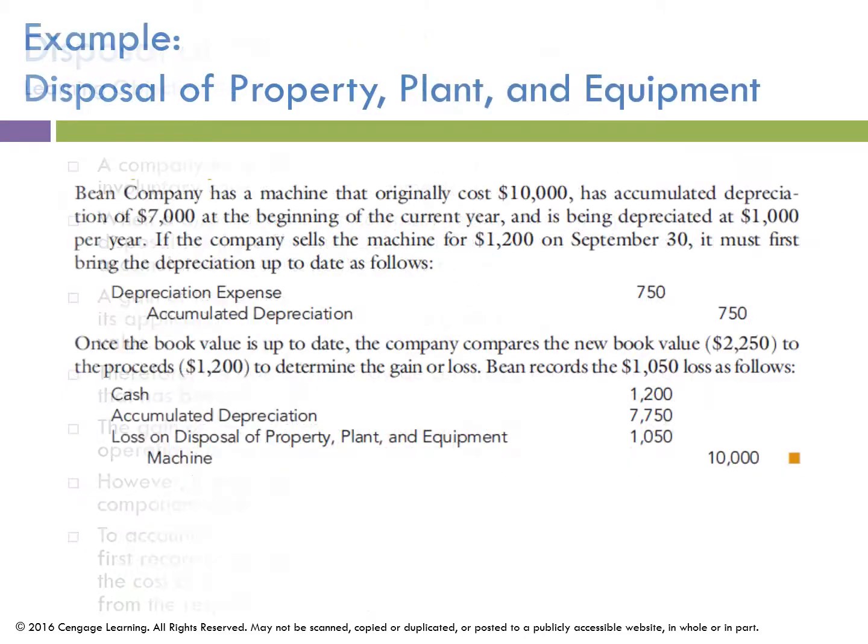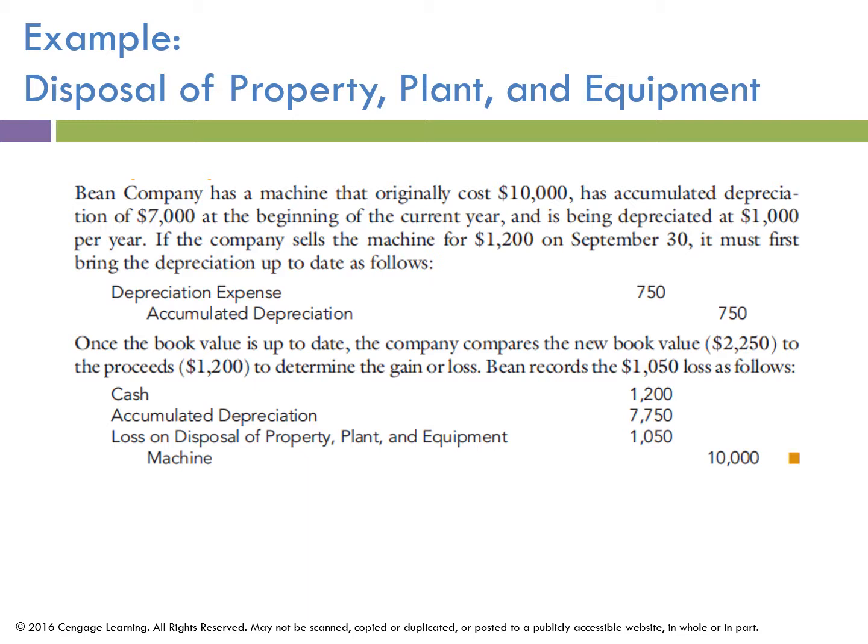asset. Take a look. Bean Company has a machine that originally cost $10,000, has accumulated depreciation of $7,000 at the beginning of the current year, and is being depreciated at $1,000 per year. The company sells the machine September 30th for $1,200. Now the first step is to update depreciation for the year. If you haven't recorded any depreciation from January 1 through September 30th of this year, you've got to record that first because you've used that machine for the 9 months. So take 1,000 times 9/12. Depreciation expense increased $750. Accumulated depreciation is increased $750.